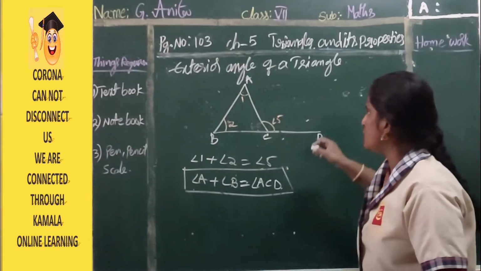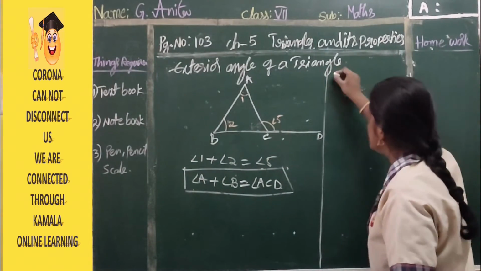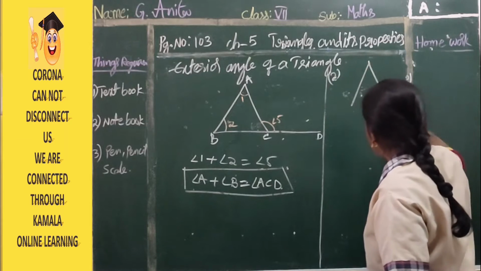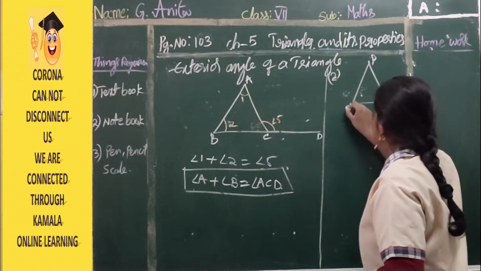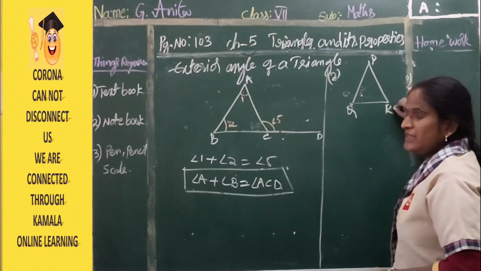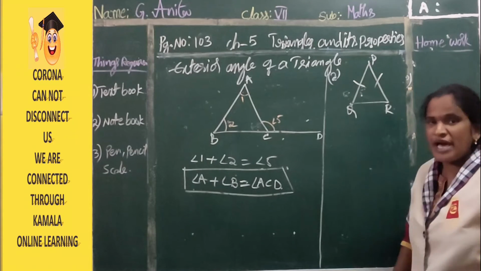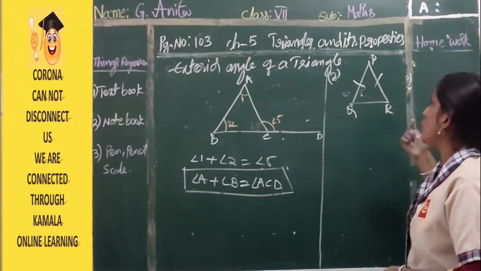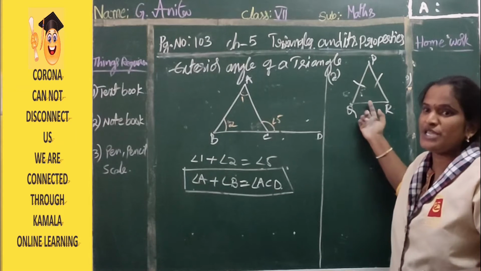Okay, and you have to remember one more point also. For example, in triangle PQR, PQ length is equal to PR length. So definitely the opposite angles are also equal to each other.